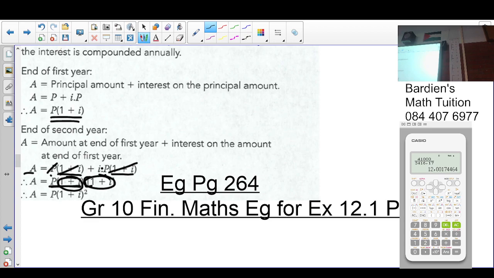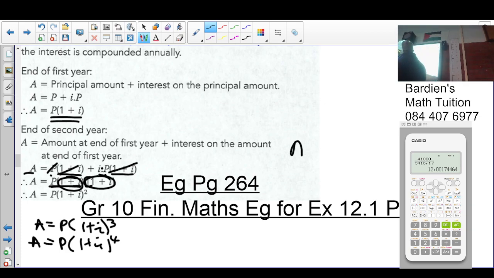But do it for the third year. It's going to be A is equal to P into 1 plus I cubed. We're going to do it for the fourth year. A is equal to P into 1 plus I to the 4. You're going to do it the fifth year. A is equal to P into 1 plus I to the 5. We're doing it for 12 years. It's going to be A is equal to P into 1 plus I, the exponent 12. However, if it's for n years, any amount will be P into 1 plus I to the n.